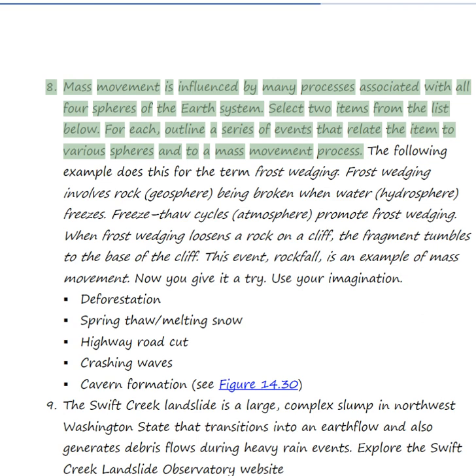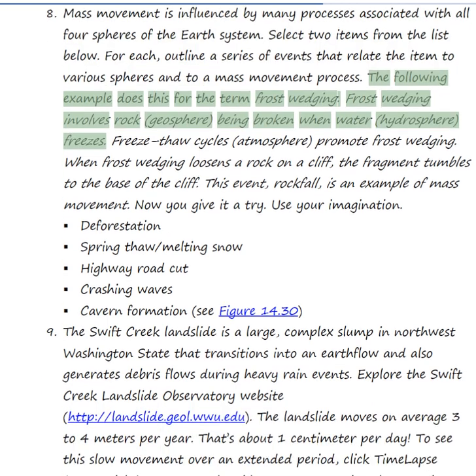8. Mass movement is influenced by many processes associated with all four spheres of the Earth system. Select 2 items from the list below. For each, outline a series of events that relate the item to various spheres and to a mass movement process. The following example does this for the term frost wedging.